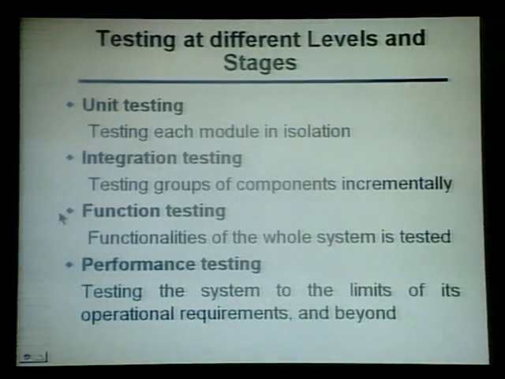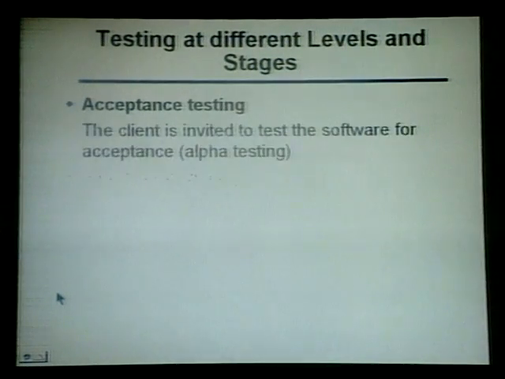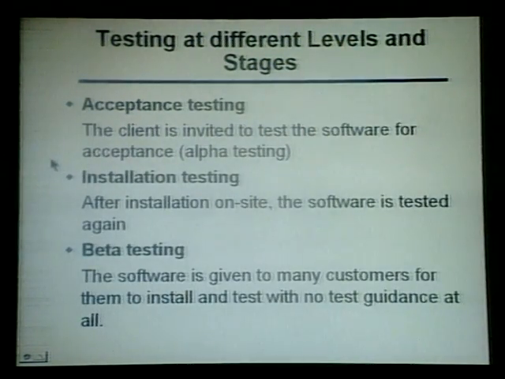We can also perform function testing to make sure that the system as a whole provides the functionalities required by the user. We can also perform performance testing, making sure that the system meets the performance requirements of the user. We can also do acceptance testing, in which the client is invited to test the software for acceptance. Generally, acceptance testing is done once the whole system has been developed, and acceptance testing is also called alpha testing.